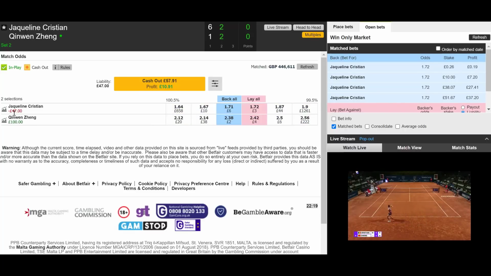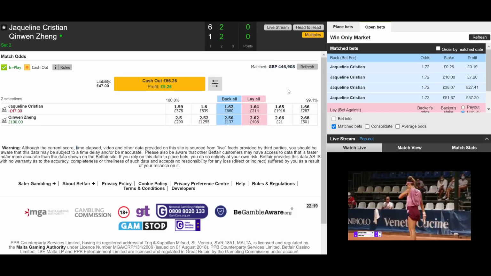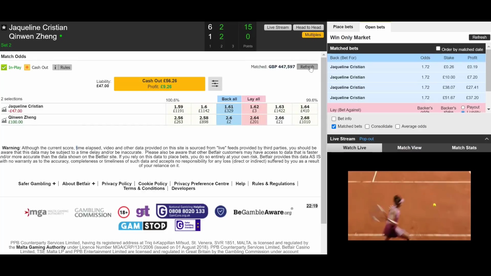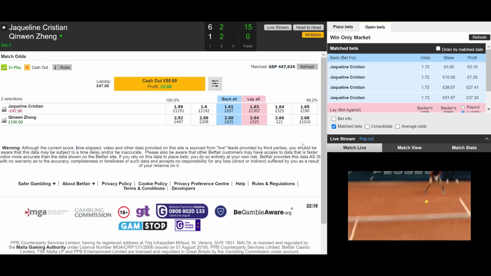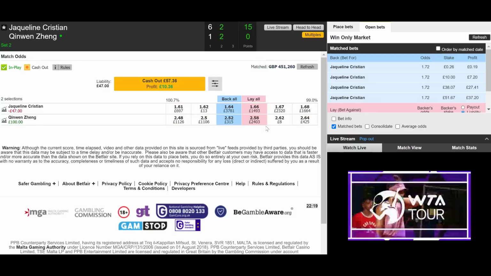Okay, so we've got our overall liability on the trade down to £47, and there are some green shoots, as you can say. We could lock in £10, but we're trying to aim for a bigger profit. The initial aim of the trade was that we wanted Zheng to break first in this second set and get ahead, which hasn't happened yet. But we've lowered our loss significantly with that little mini trade at least.